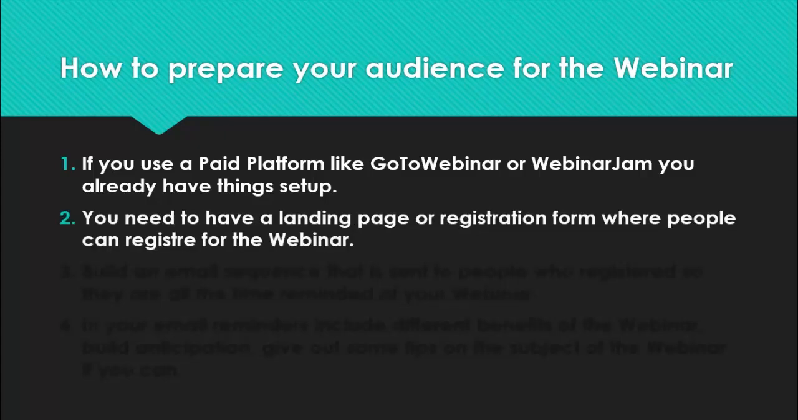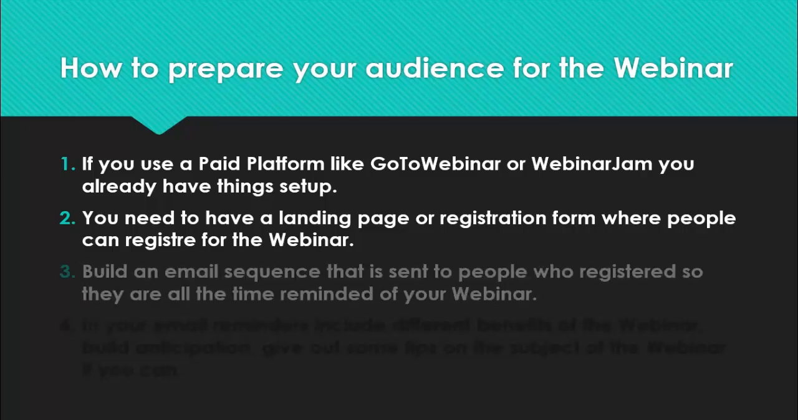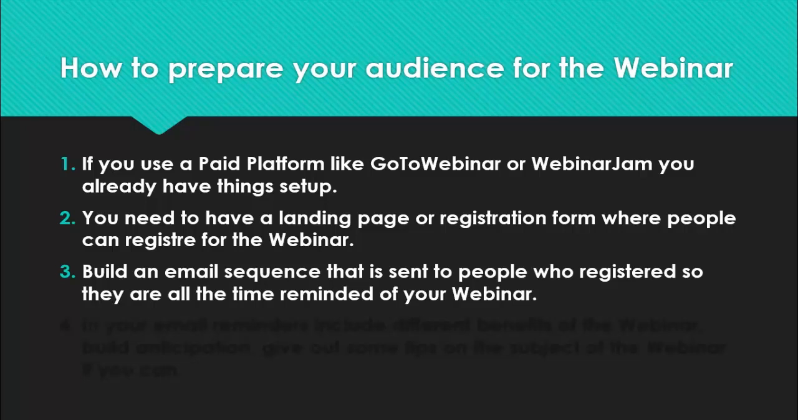Now, the second thing is if you do not have a paid platform, and we will talk in this course and in this series about how to create your own free webinar page. If you do not use a paid platform like GoToWebinar or Webinar Jam, you need to have a landing page or a registration form, things set up where people can register for the webinar. After that, you need to have built an email sequence that is sent to people who registered, so they are all the time reminded of your webinar.